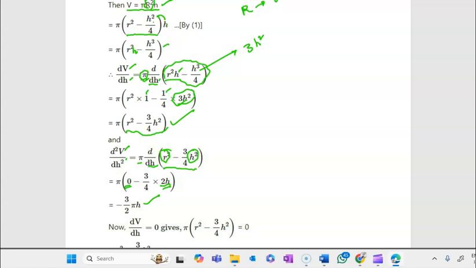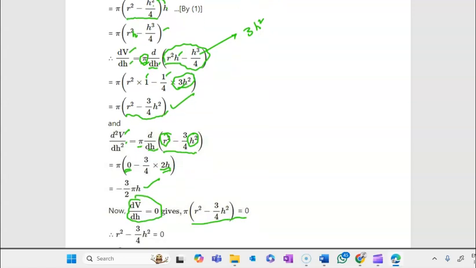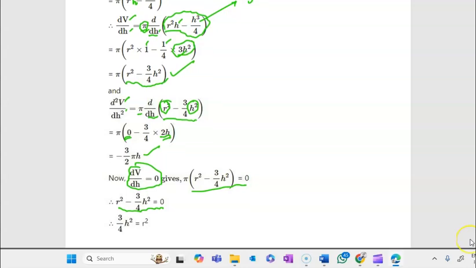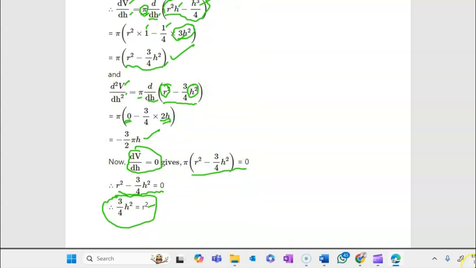Next step, we are equating the first differentiation to 0. If we equate this to 0, pi gets cancelled, dividing by pi on both sides. So you'll be getting r square minus 3 by 4 h square equal to 0. Continuing with this, we get 3/4 h square is equal to r square. So this is the h square, r square term, r square in terms of h, or h square in terms of r square. We are continuing there.